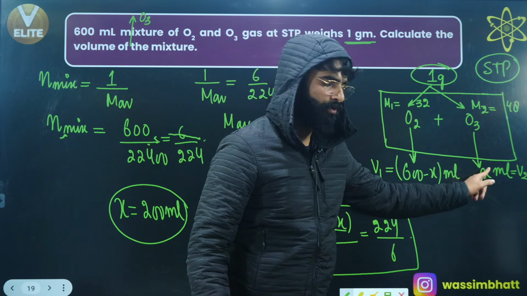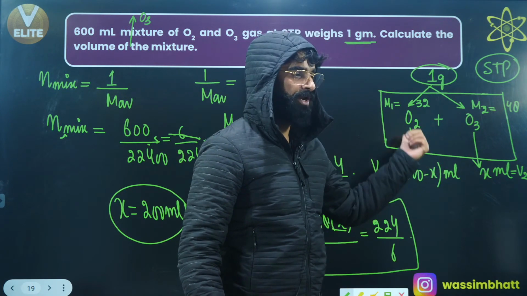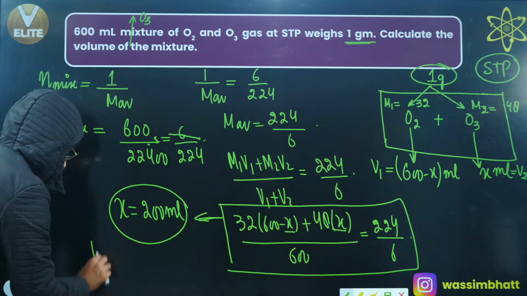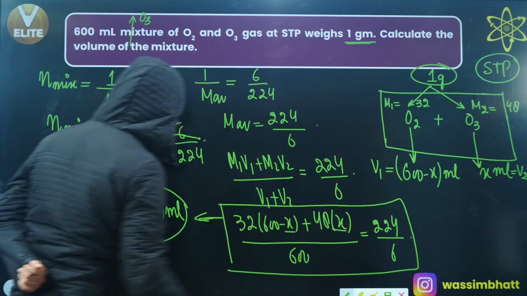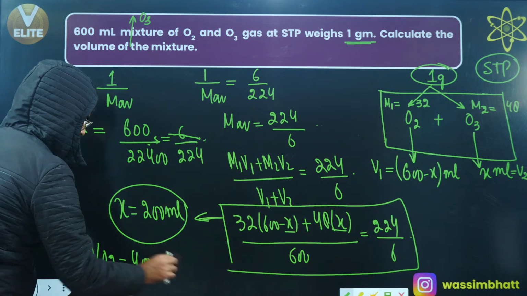X was the volume of O3 in the mixture. If you get to know the volume of ozone in the mixture, can you calculate the volume of oxygen in the mixture? You can do that too. You can write the volume of oxygen in the container is going to be equal to 600 minus X. So 600 minus 200, the value comes out to be 400 ml.